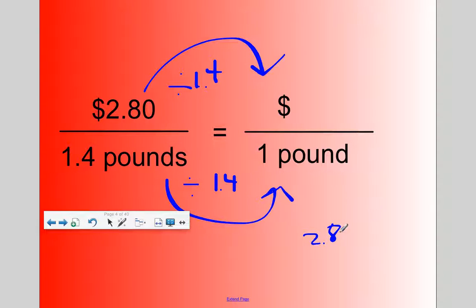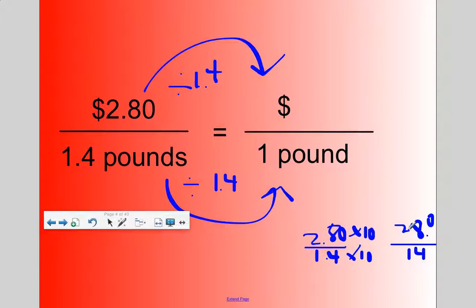So let's see. I rewrite it in fraction form, in case you forgot how to divide decimals. I don't know about you, but I need to turn this denominator, or divisor, into a whole number. So I need to multiply by 10. If I multiply it by 10, then 1.4 will become 14. Some of you may just move the decimal 1 over. You move this decimal 1 over. So that'll be 28.0.